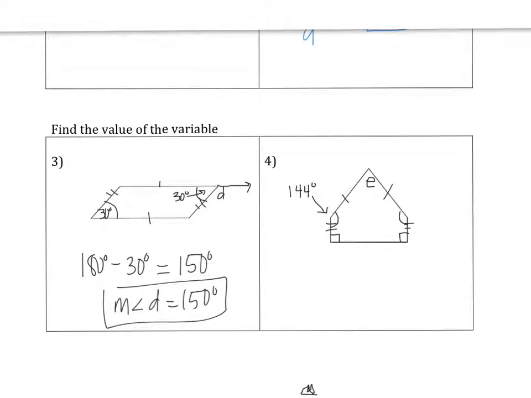Now for number 4. Number 4, we want to find the value of the variable. So our variable right here is E. So let's see what we already know. So we know that this shape right here means that this is a 90-degree angle. So you have 2 90-degree angles. You have these angles right here. This one's 144. This one's 144 because it has that same curve on it. So that means they're the same value. And then, we're trying to solve for this one.